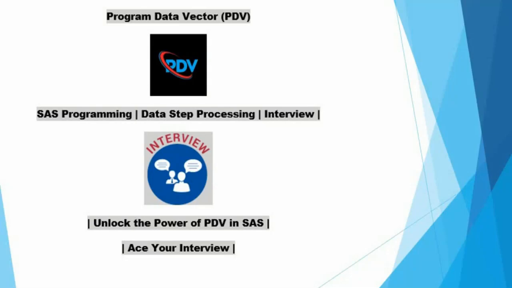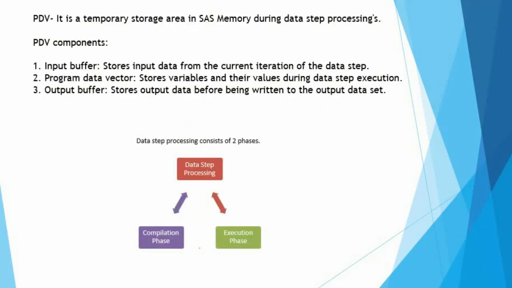In this series, I am going to cover the important topics that we normally face in the interview. Today's topic is PDV. As we know, the full form of PDV is Program Data Vector. So PDV is a logical area of memory during the data step process. We have three components in PDV. The first is input buffer, the second is program data vector, and the third is output buffer.